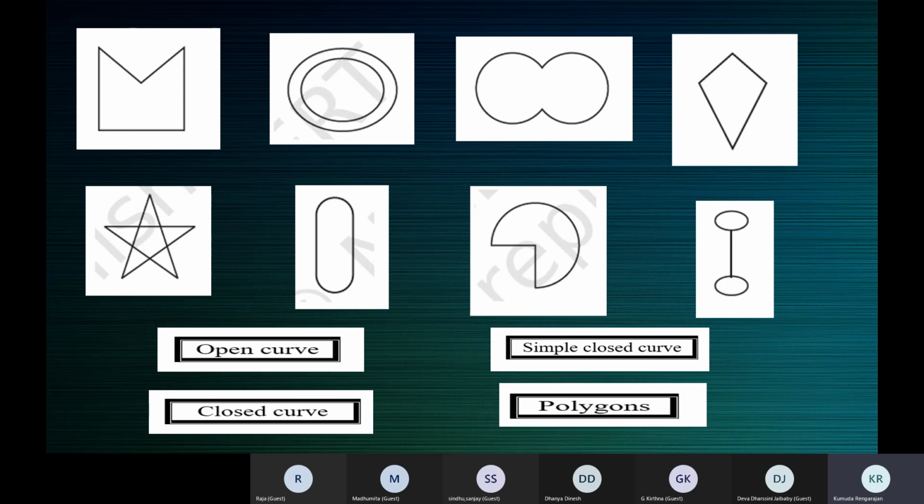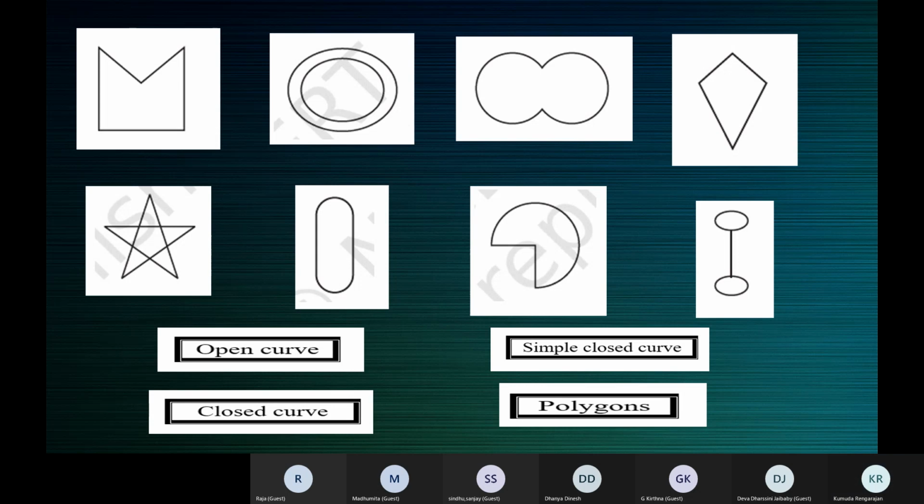If it's a curve and it's a closed curve, the discussion continues. If it's a curve and it's an open curve, that is, the start point is not equal to the end point, then the discussion ends there. You're no more curious about anything else. But if it is a curve and it's a closed curve, the start point is equal to the end point, then the discussion continues.